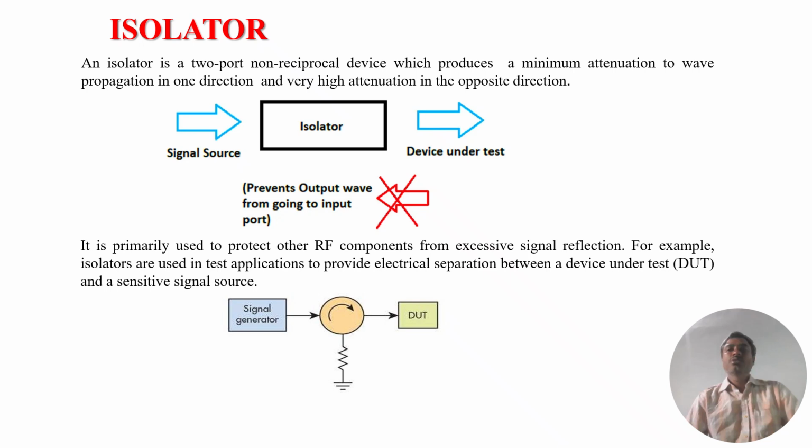It is used in a chain of RF networks between source and load in order to avoid the reflected signals from the load towards the source. Thereby, it increases the stability of the network. If you are not using an isolator between source and load, the reflected signals from the load may reach the source, thereby the stability of the source gets affected.